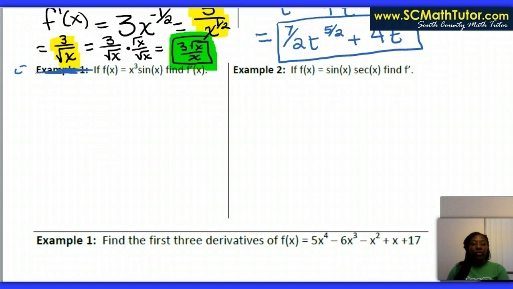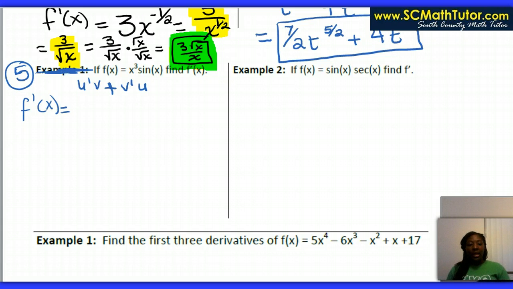I guess this is question number 5. Okay, if f of x is x cubed sine x, find f prime of x. All right, so this is product rule. So f prime of x, I like to be consistent, so I always do u prime v plus v prime u. So the rule is u prime v plus v prime u, and usually in textbooks they flip the order, but I like to use u prime v plus v prime u because I like to be consistent so I don't get confused with my quotient rule.